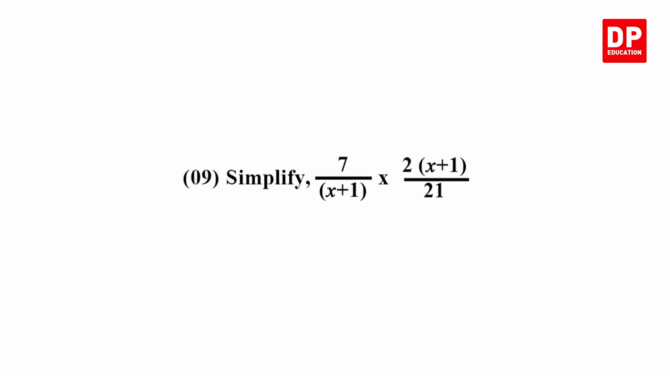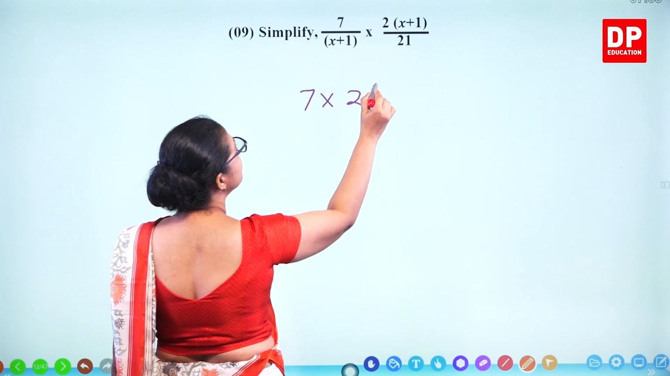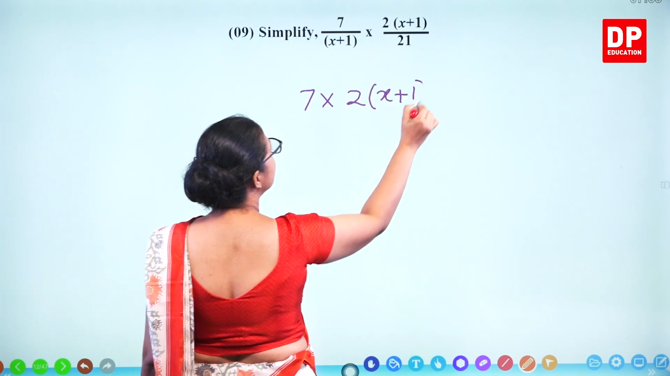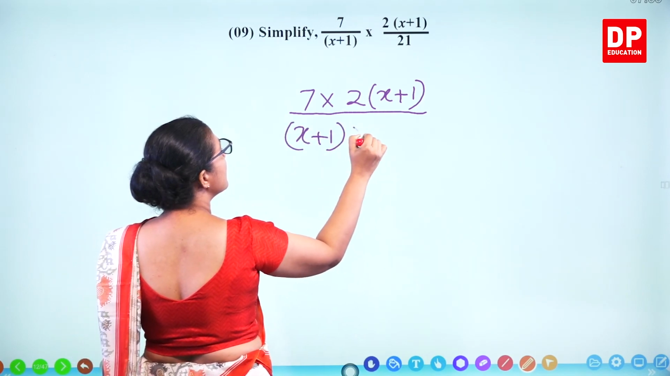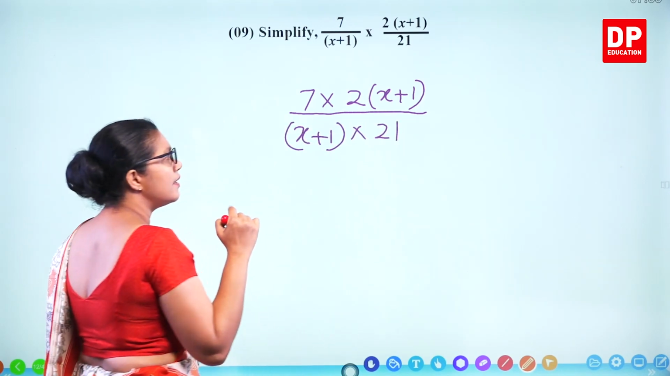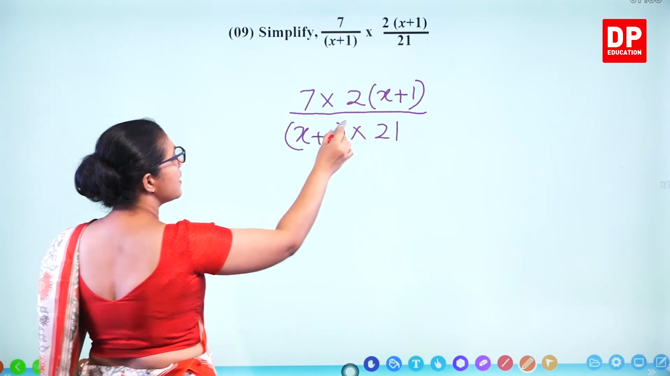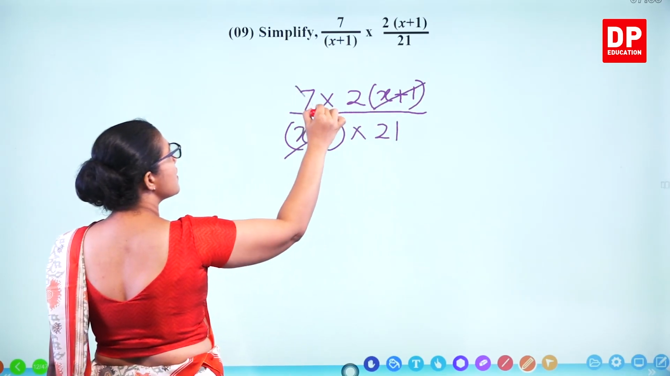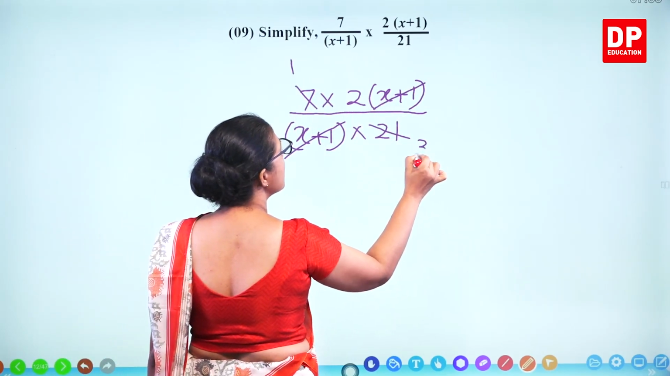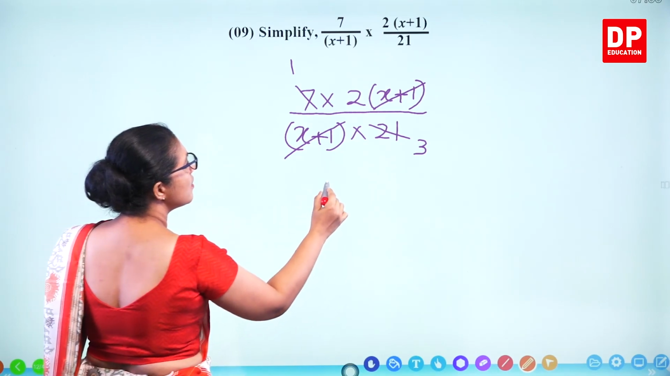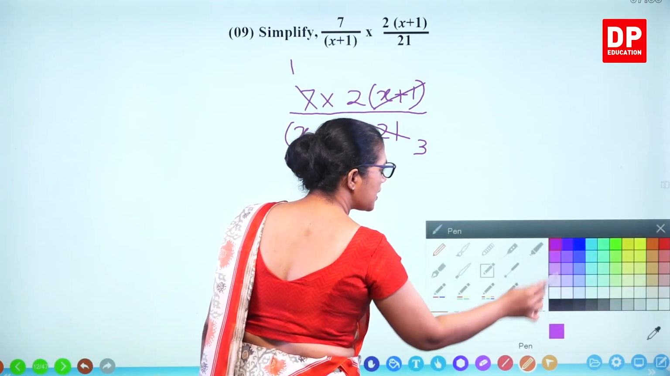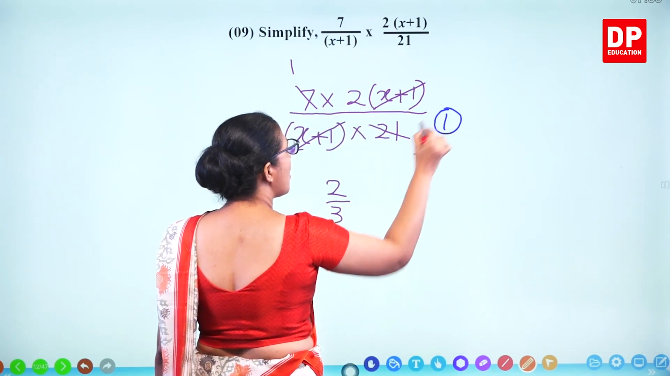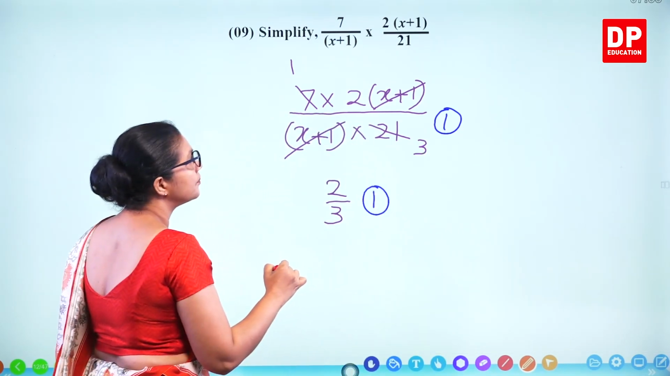Question number 9, simplify. So algebraic fractions. You can write like this and simplify. x plus 1 get cancelled out. 7 times 1, 7 times 3. So what's remaining? 2 over 3. So you get 2 marks for that. 1 mark and 1 mark.